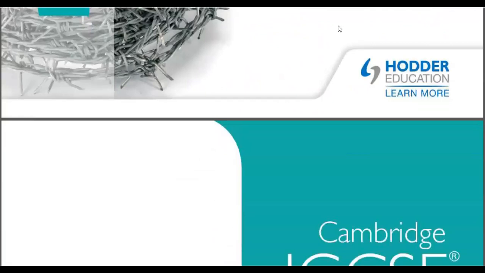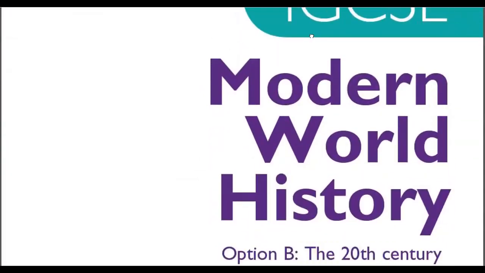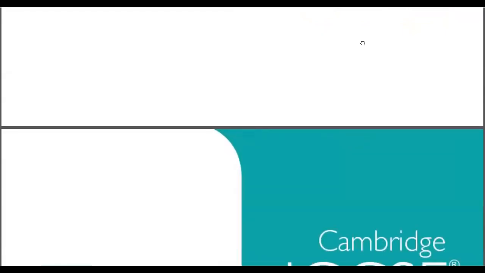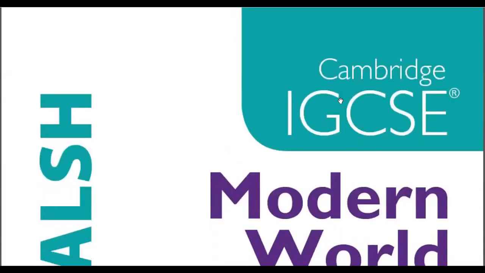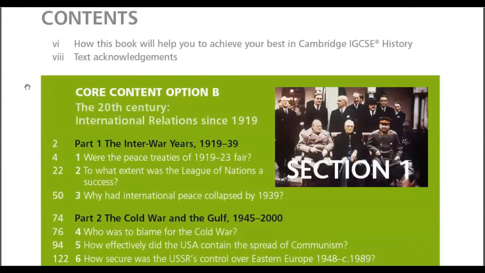So now, that was the cover of the book. And this is now the second page of the book. Let us go, I will go down. The contents, what we take in this book. But first, VI, what this book helps us to know. Then VII, the text acknowledgement.